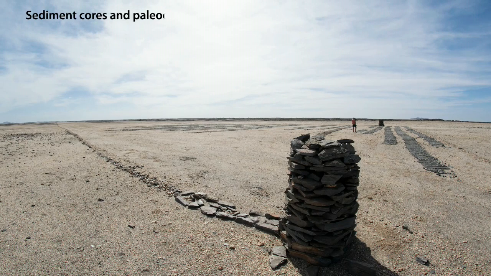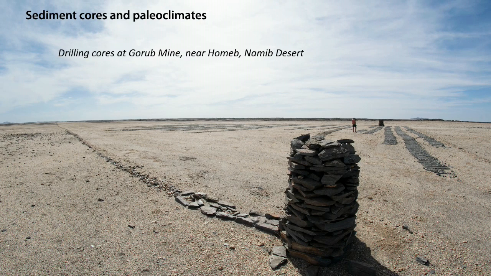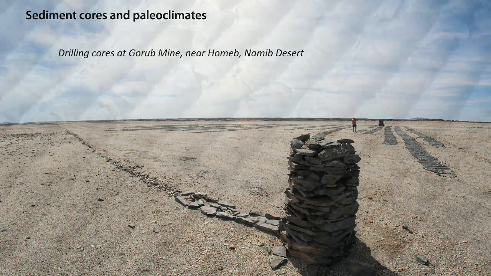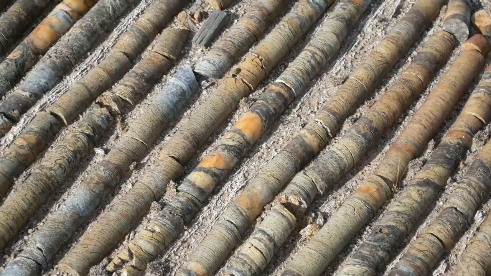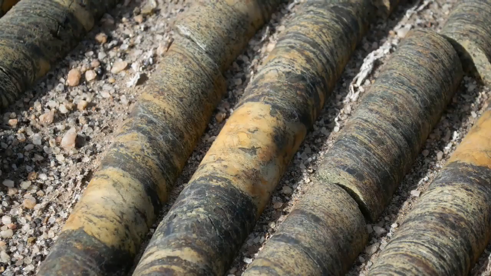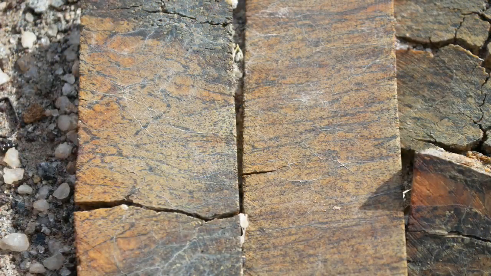Drilling cores, like these lined up at the abandoned Khorob mine northeast of Homeb, are extracted from specially designed drilling bits that cut around rock rather than simply through it. What you end up with is a cylindrical column of rock that reveals the structure and nature of the rock below. These cores can reveal extraordinary detail of the sediments with depth, which is a proxy for time of deposition.